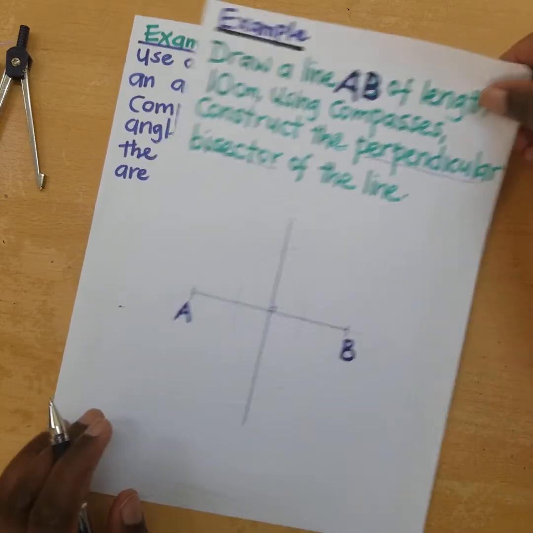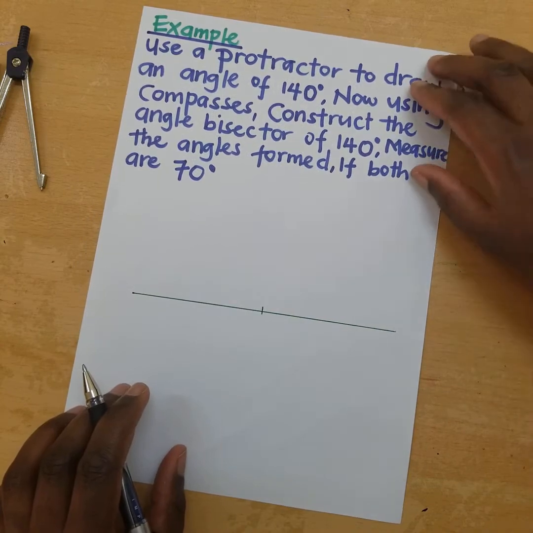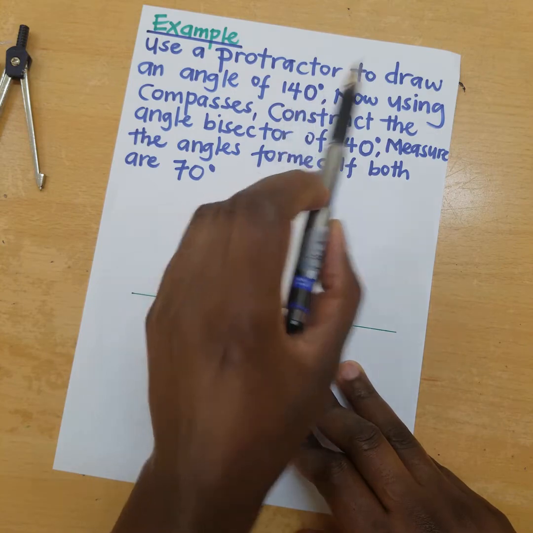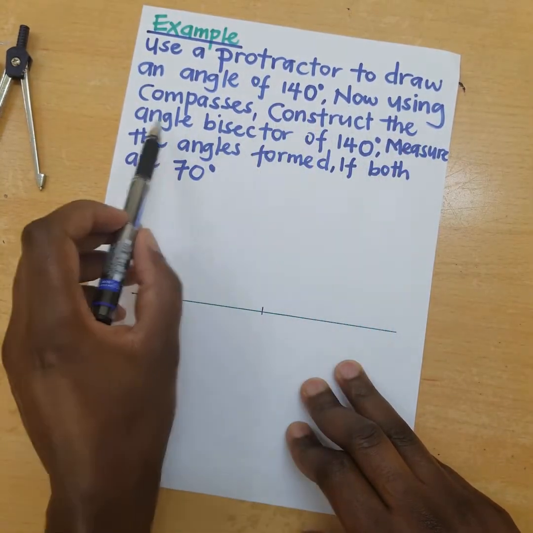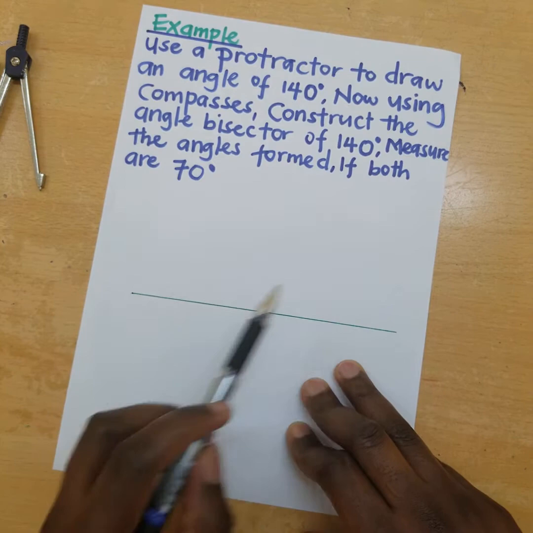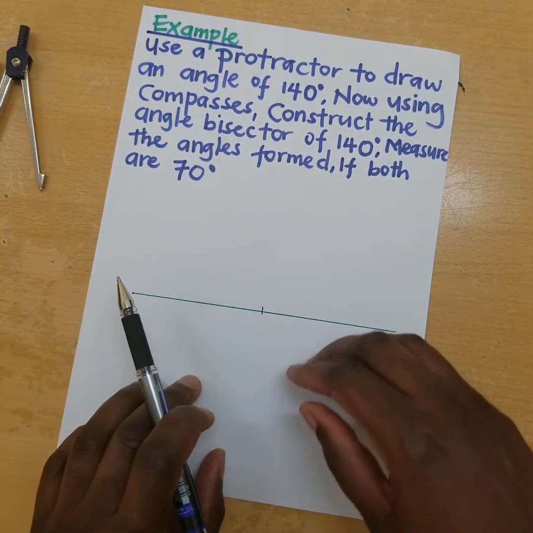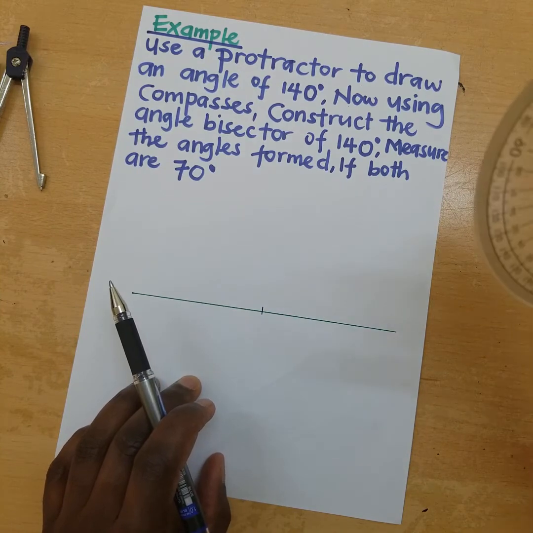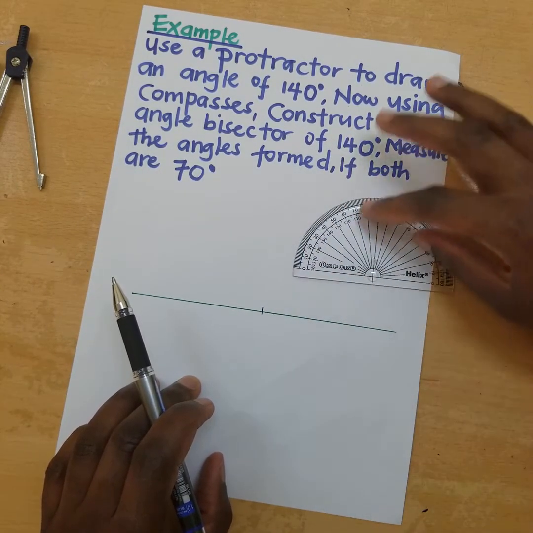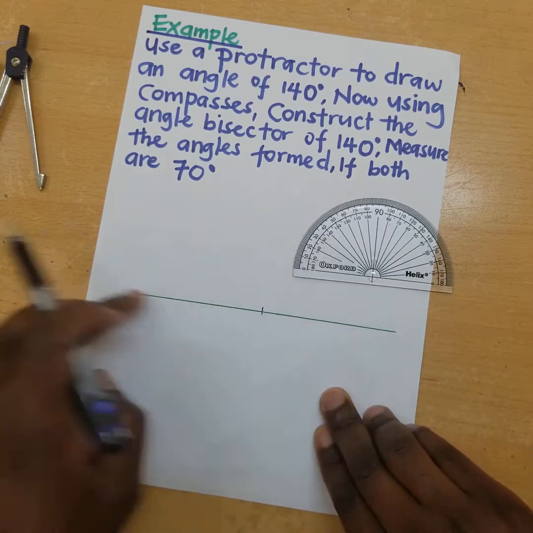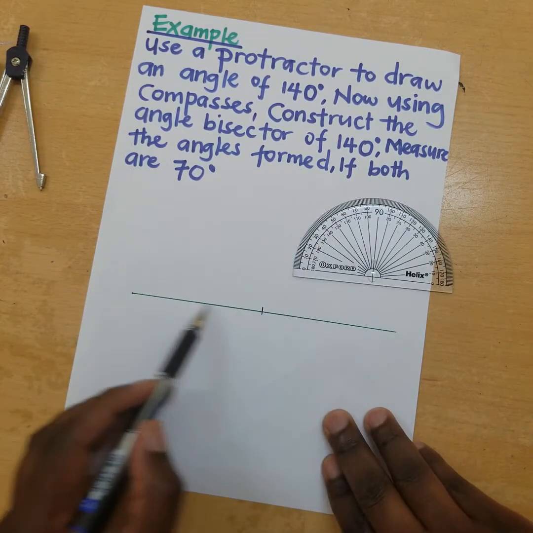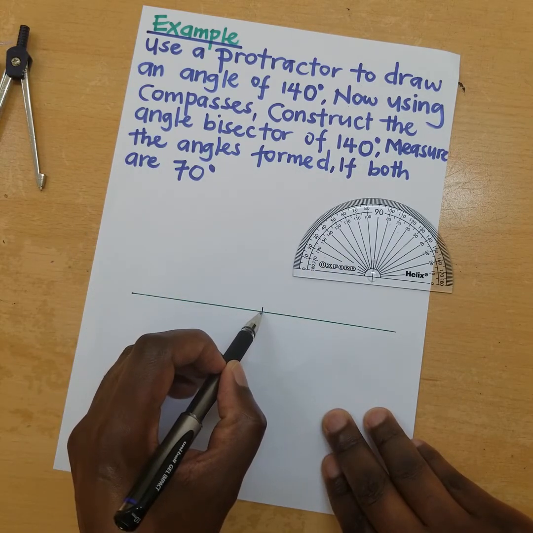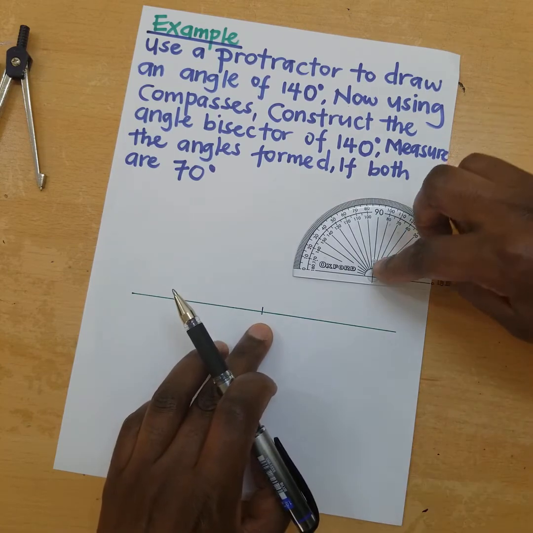Let's try one more. Okay, use a protractor to draw an angle of 140 degrees. Now, using the compass, construct the angle bisector of 140 using a protractor. So I'll get my protractor. It is here. Okay. They didn't specify the length, so I start with any line, like you can see, any line, and this is my point where I'll put my protractor.